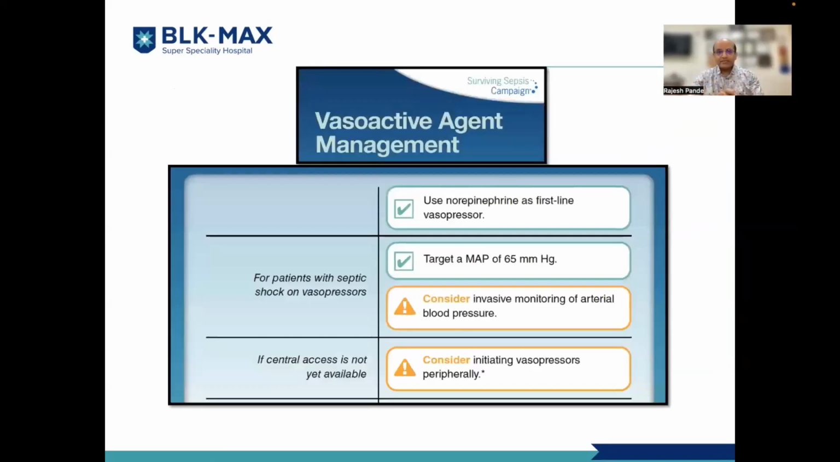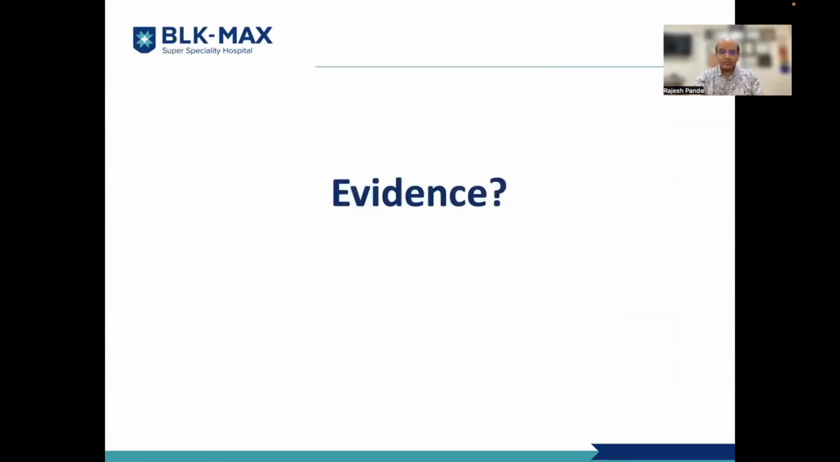If we look at the current Surviving Sepsis guidelines for vasoactive management, we use norepinephrine as the first-line vasopressor, and we target a MAP of 65 millimeter mercury. And of course, we will also consider invasive arterial monitoring of the blood pressure. Plus, the consideration now is that we do not allow the patient to be hypotensive. Do not wait for fluid resuscitation to be over and then start your vasopressor. Consider initiating vasopressors peripherally and simultaneously with fluid resuscitation. And then once central access is available, you can make a switch. Let us look at the evidence.